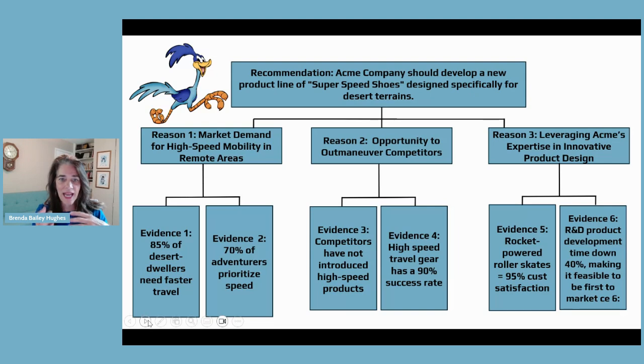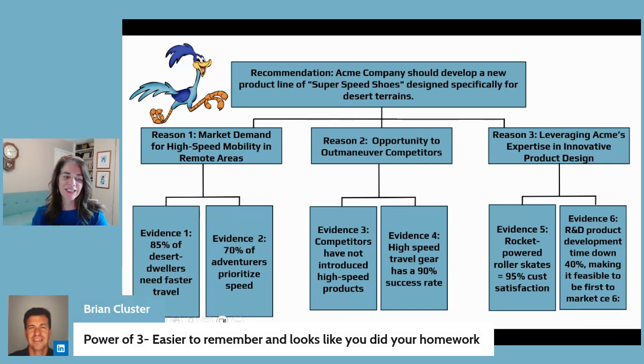If I tell an audience, hey, there are 3 great reasons we should go into super speed shoes. There's a great market demand. We can outmaneuver our competitors. We've got the product design innovation capacity. They can grasp that. Where they're going to bog down is when I get into the data. So that's where you need the visuals. So think of your slides lining up to that bottom line of data. Does that make sense? And Brian commented that the power of 3 is easier to remember, and it looks like you did your homework. Exactly, Brian. So what, why? The magic of 3, the power of 3, use your 3 reasons.